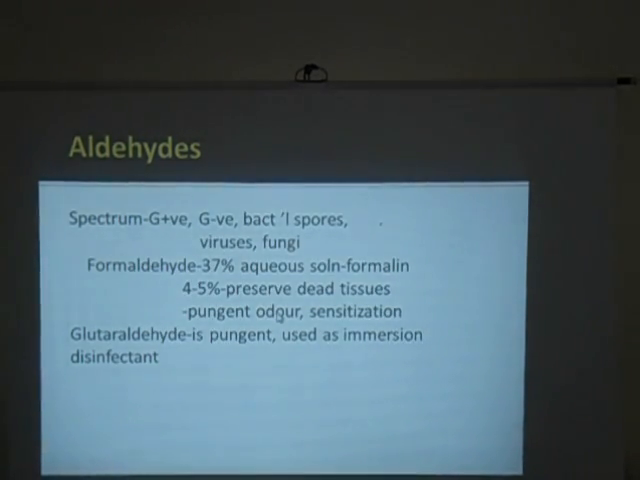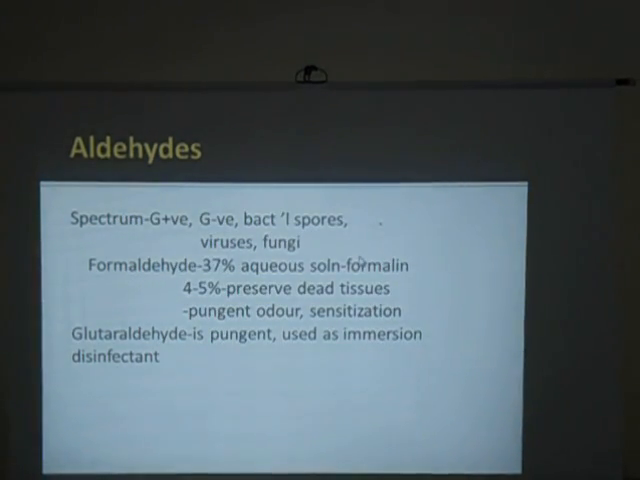Okay, formalin, the bad pungent odor which you get from the anatomy department is formalin. Okay, so formalin is a 37% aqueous solution of formaldehyde. That we call formalin, used to preserve dead bodies. Okay, so have you heard of embalming? So embalming is done with the help of this. Why do they do this? In order to preserve the body for a longer time.